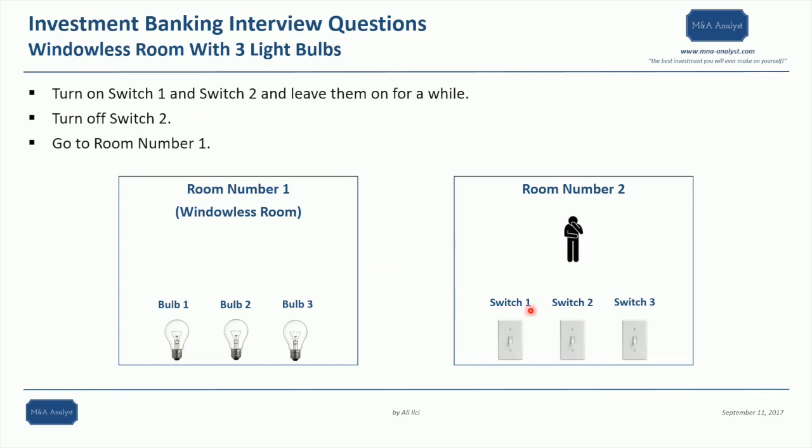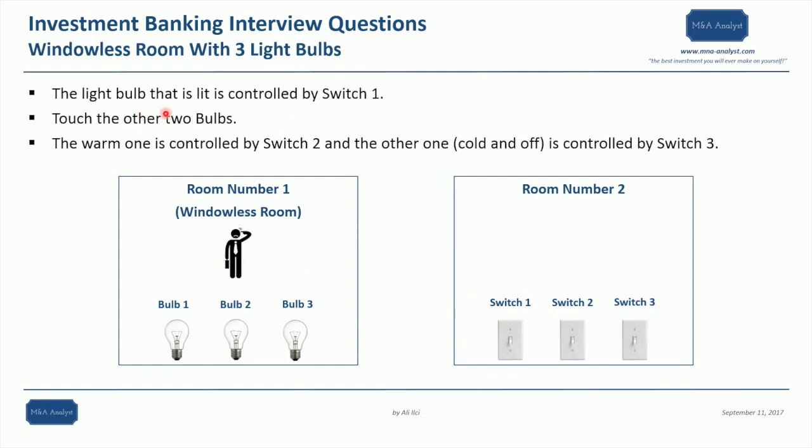So what happened? We switched these 2 on for a while, and then we switched this off. So we should have only one light bulb that is still lit here. The light bulb that is lit is controlled by switch number 1, which is still on. So we figured out that switch number 1 controls the light bulb that is still on. Let's say that is bulb number 3.